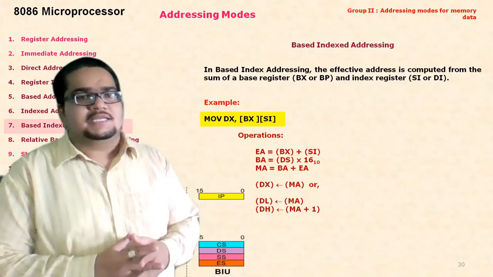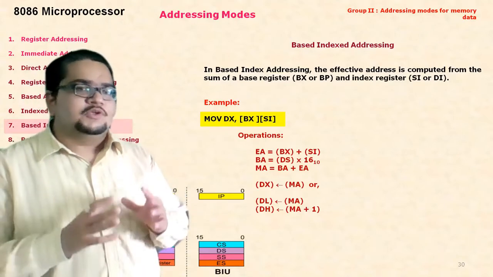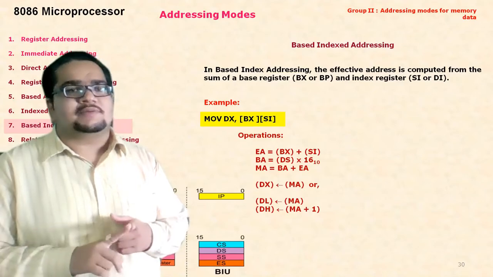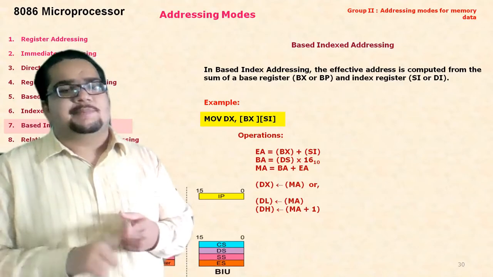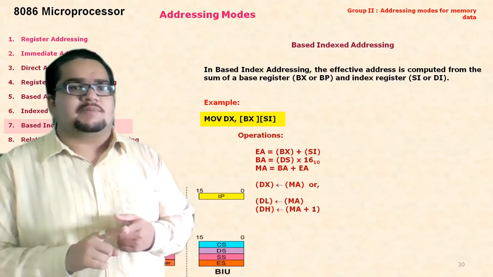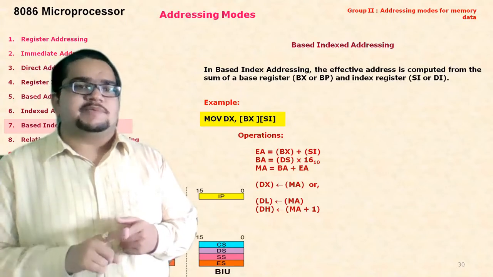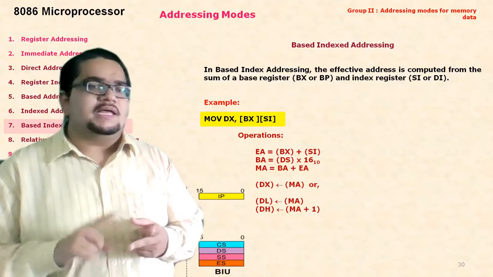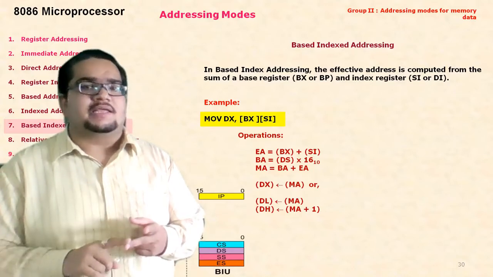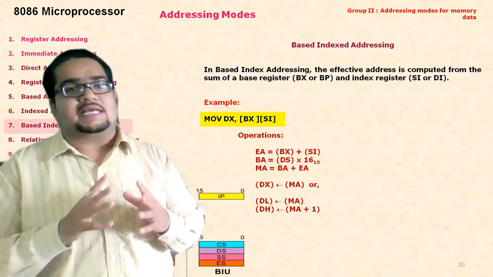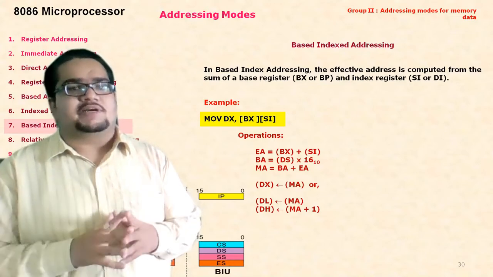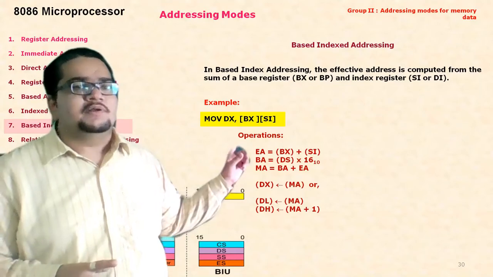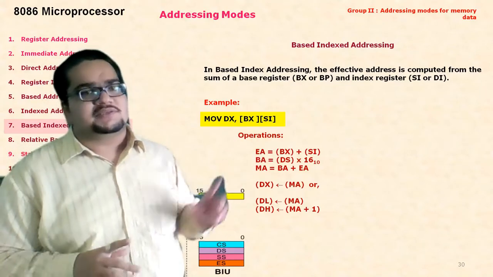The next thing is the based indexed addressing mode. Here you can say it's a combination of the earlier two addressing modes, the based addressing mode and the indexed addressing mode. In the based addressing mode, our effective address was available in the base register, that is BX or BP. In the indexed addressing mode, our effective address was available in the index register, that is SI or DI. In the based indexed addressing mode, our effective address is computed by adding the contents of the base register and the index register.